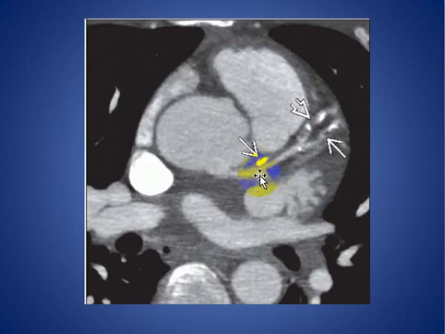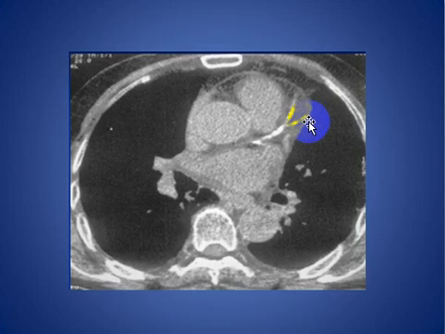Here we see another patient with calcification of the left coronary artery, the LAD, left anterior descending artery, and the diagonal arteries. And there are some non-calcified plaques causing narrowing of the vessels. Here another patient with extensive calcification of the left coronary, LAD and the diagonal branch, with non-calcified plaques also noted.